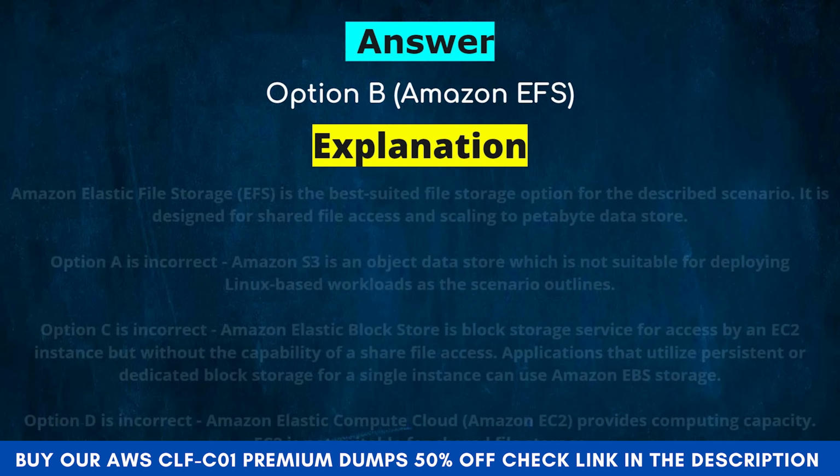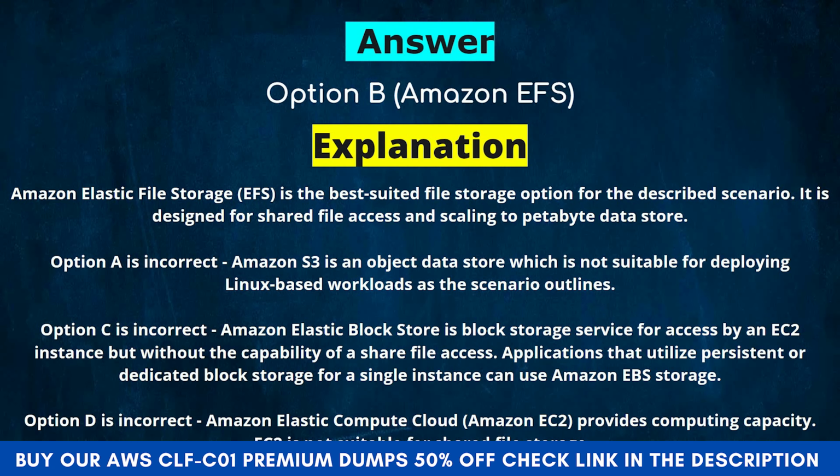Explanation. Amazon Elastic File System is the best suited file storage option for the described scenario. It is designed for shared file access and scaling to a petabyte data store. Option A is incorrect. Amazon S3 is an object data store which is not suitable for deploying Linux-based workloads, as the scenario outlines. Option C is incorrect.